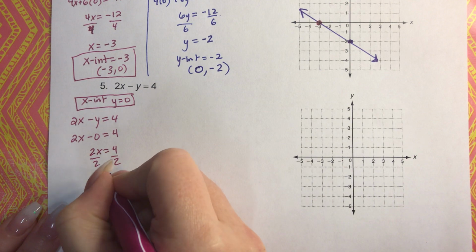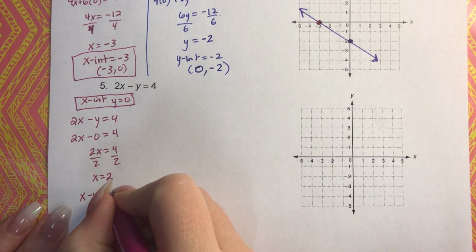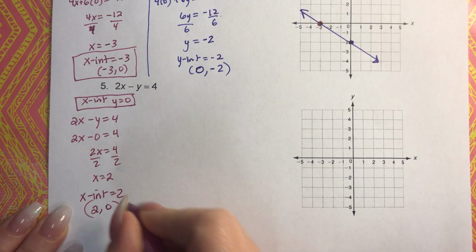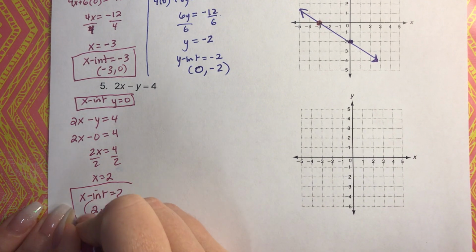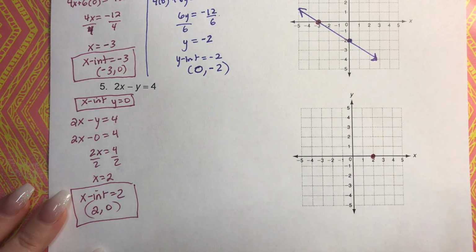We get x equals 2, which is not what we're going to write because we just want that point. The x-intercept equals 2, which is the point (2, 0). Put ordered pairs because y is always equal to 0 whenever you are talking about the x-intercept. So that lovely point is right there.